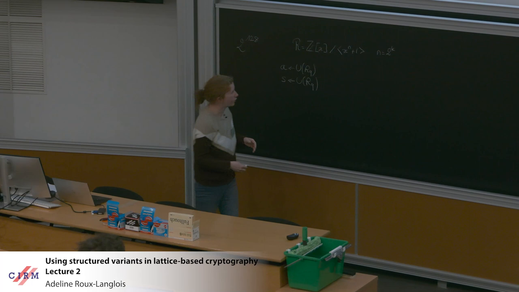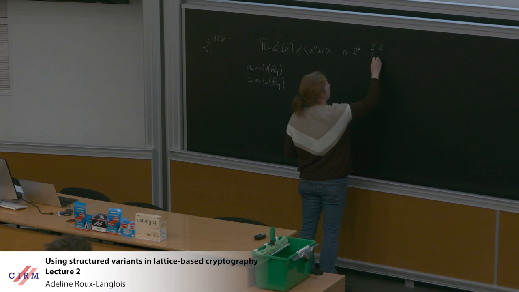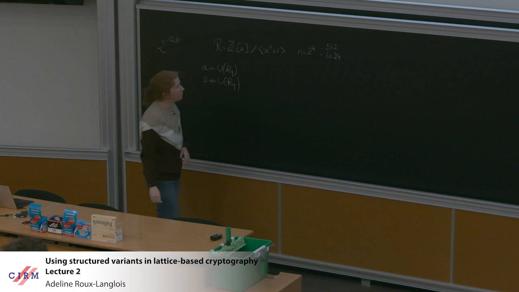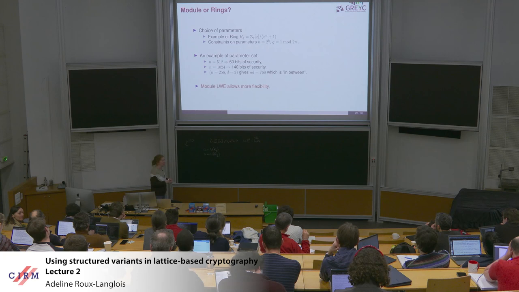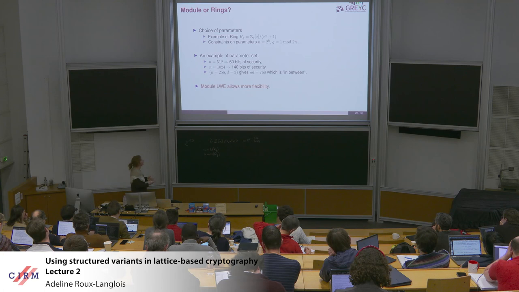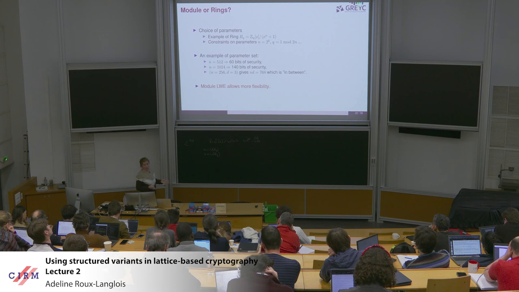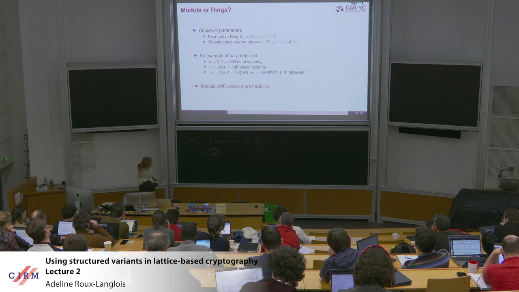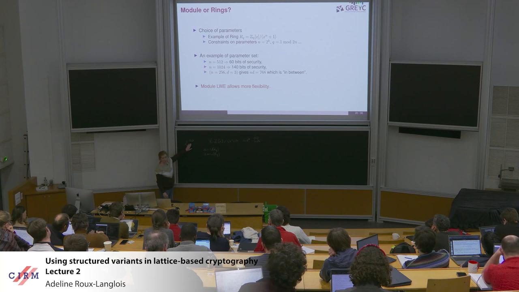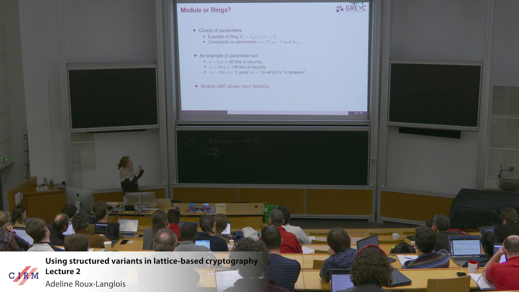It's either 512 or 1024. And sometimes when you want to be as efficient as you can, it's a bit frustrating. I'll give you an example of a parameter set. If I use n equals 512, I have 60 bits of security, so it's not enough. I want more than that, but using n equal 1024, I will have 440, and it's more than what I need. So my parameters will be too big compared to what I need, and I lose in efficiency because I have bigger parameters.